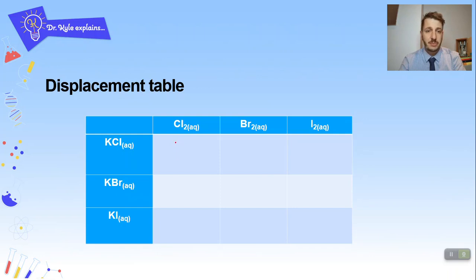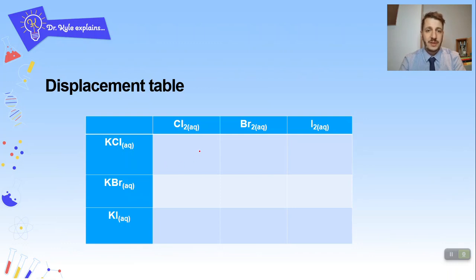So for example, if you thought there was a reaction in this one, just write reaction. And if you thought there was no reaction in here, write no reaction. So can this halogen displace the halogen from this salt? Pause the video and have a go.